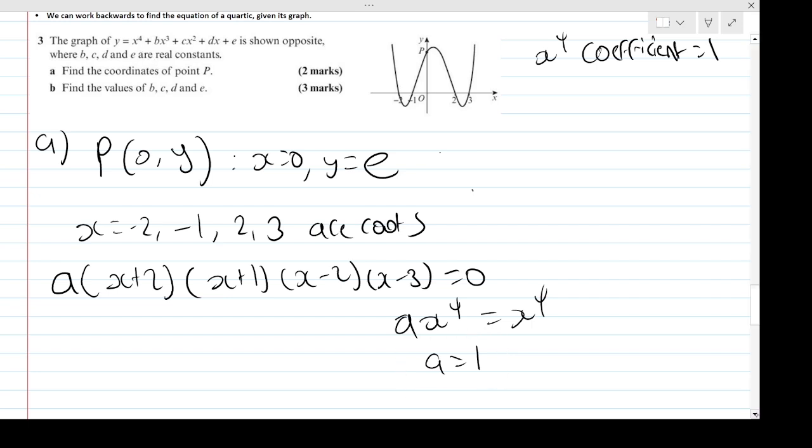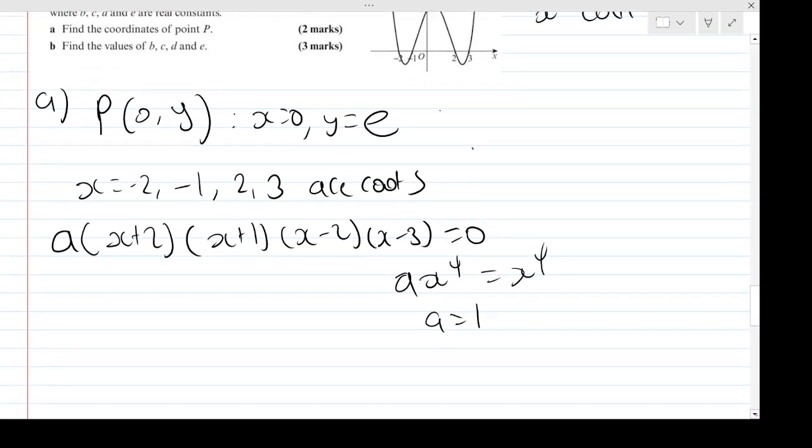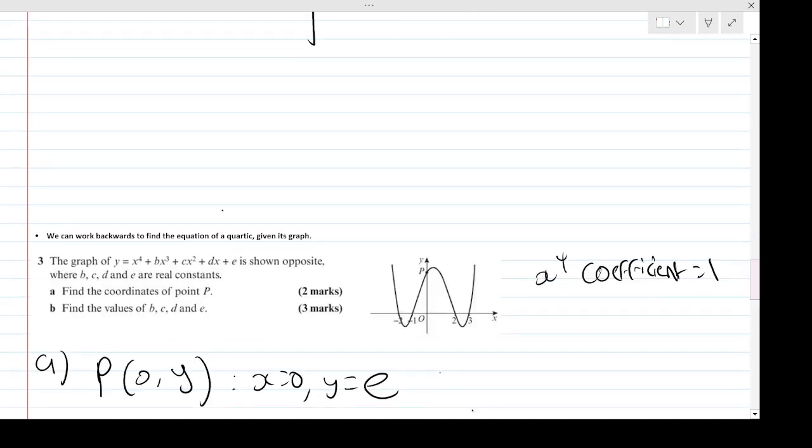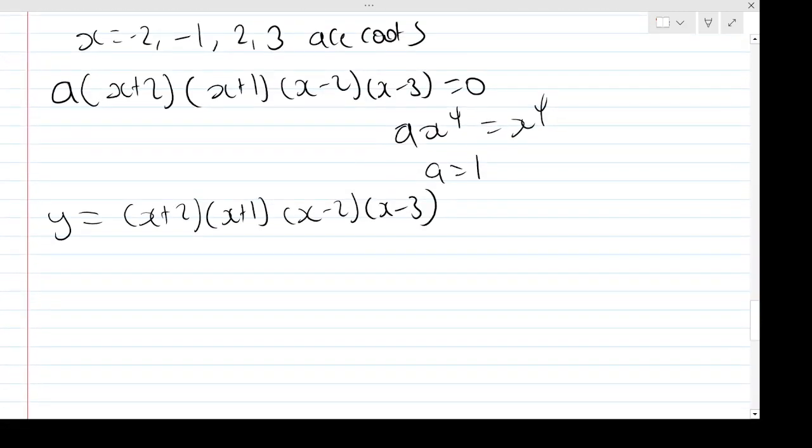Okay, so a is 1, we can sub that in. Well, we don't really need to sub it in because it'd just be 1 outside. That means our quartic would be simply x plus 2, x plus 1, x minus 2, and x minus 3. Then we just need to expand it all out to get a quartic in this form. This is going to be a bit arduous, but let's do it.